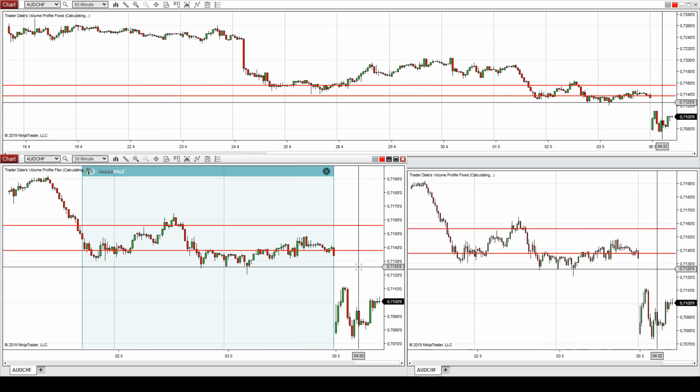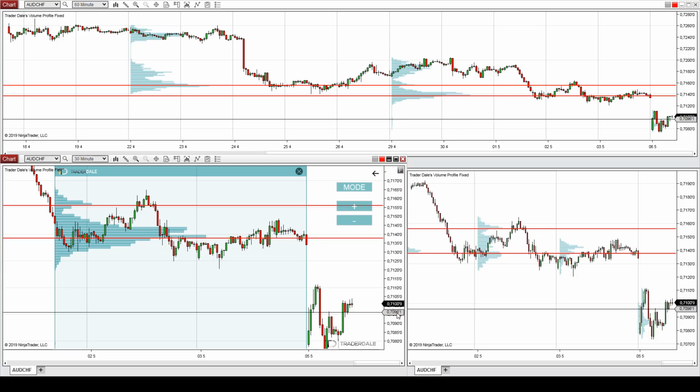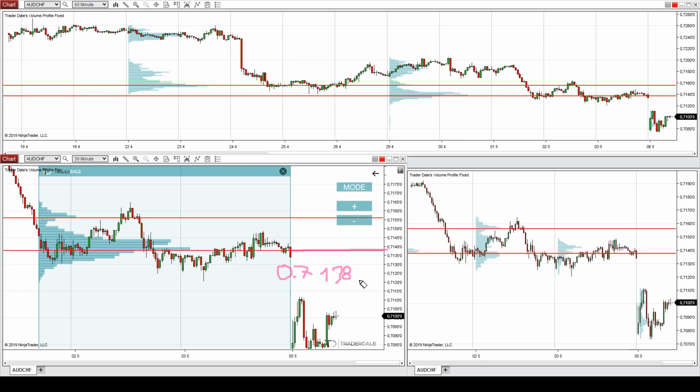There are two strong resistance zones, also intraday resistance zones. The first one is right there. It's at 0.7138, and it's also based on the gap on the market open. This is the gap, and those are the heavy volumes which got accumulated in this rotation before the gap.